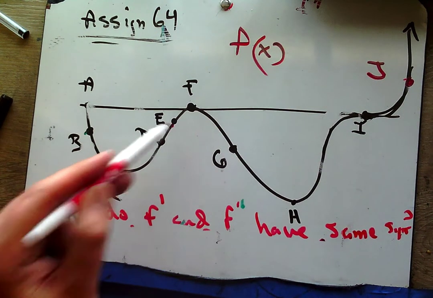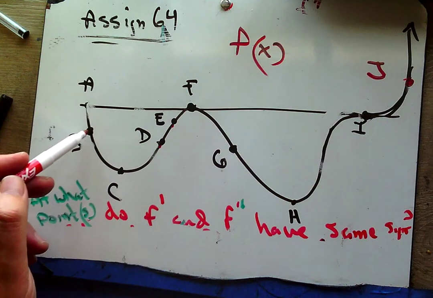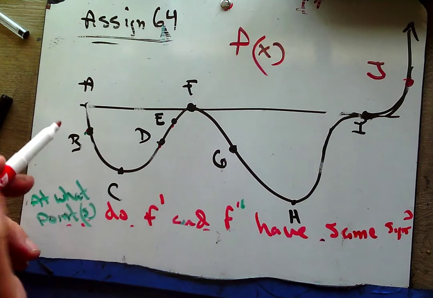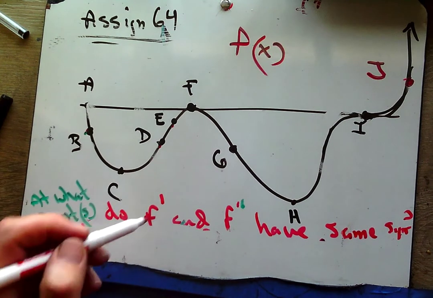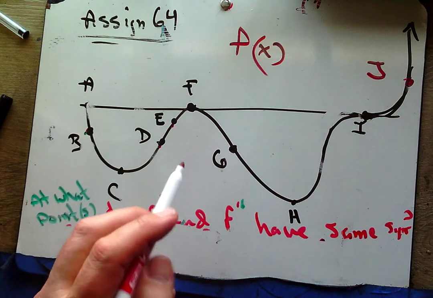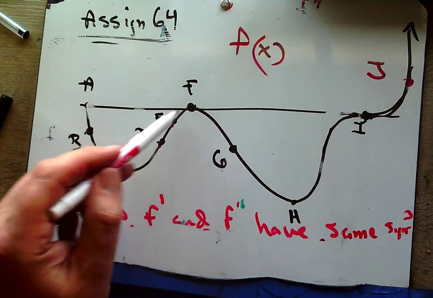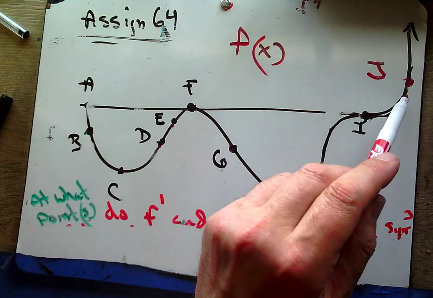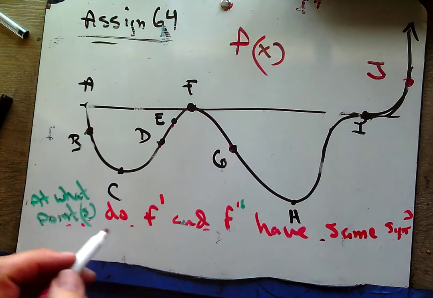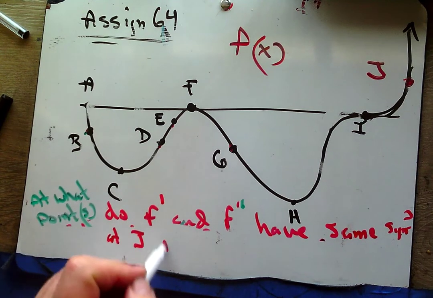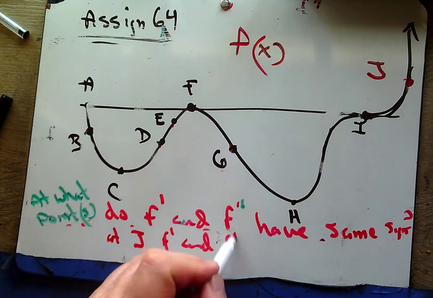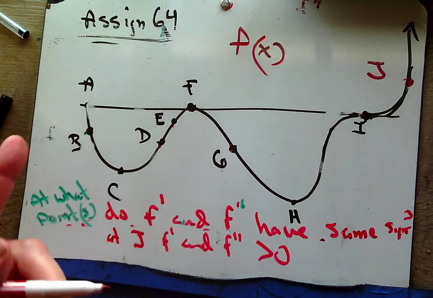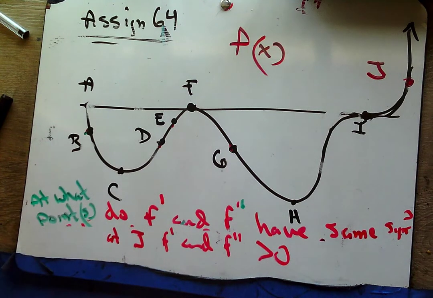This is concave down. This is an inflection point. No, I need concave up. So I'm looking for increasing and concave up on this graph. So increasing and concave down, decreasing, f double prime is 0 there. Ooh, increasing and concave up at J. f prime and f double prime are greater than 0.